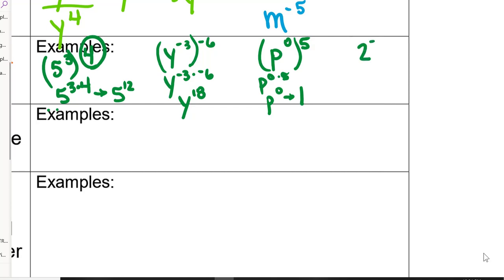Let's say we had 2 to the negative third to the 5th power. We would still multiply the exponents because it's a power raised to another power. So that's to the negative third times 5. And we get 2 to the negative 15th. So if our directions say write it with a positive exponent, then we're going to flip that to the reciprocal. So we'll have 1 over 2 to the 15th power. And now it's a positive exponent.